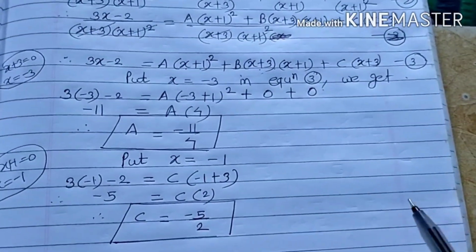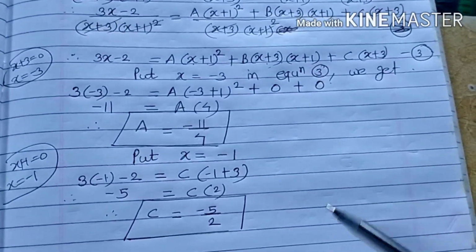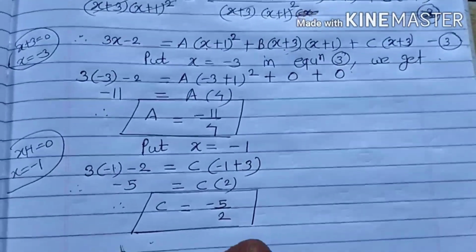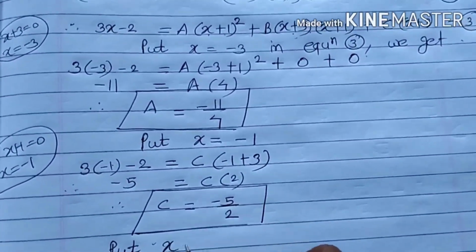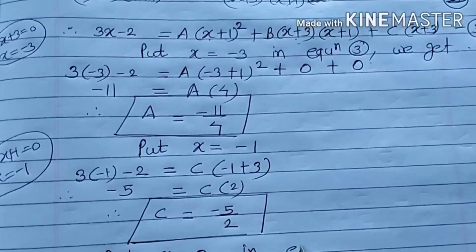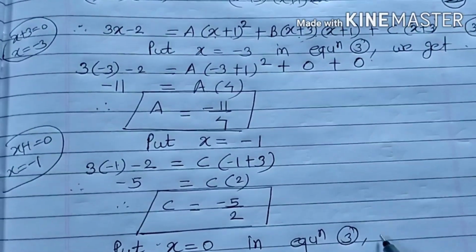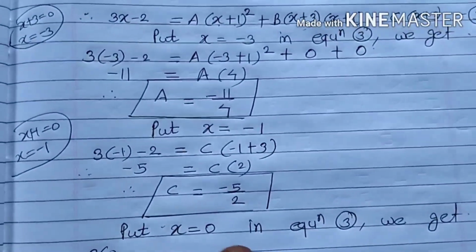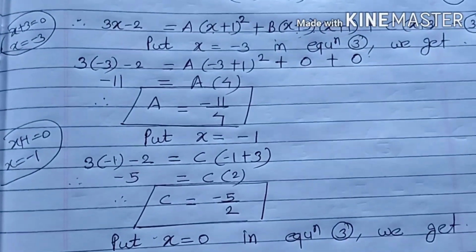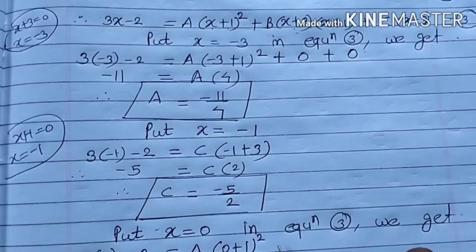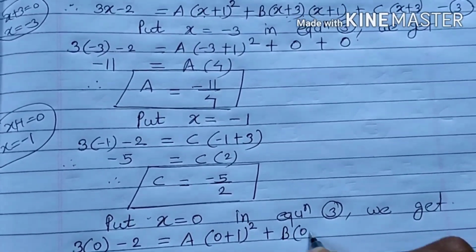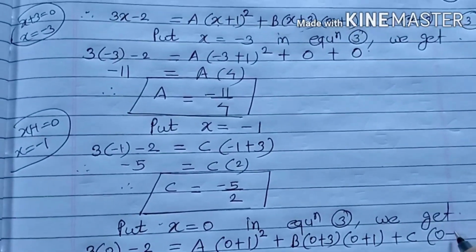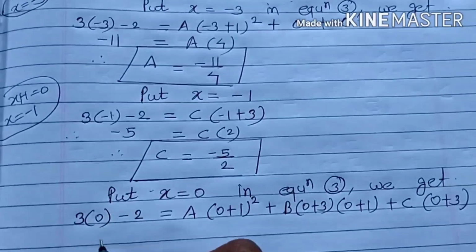Now here there is no factor to find the value of b, so you can take the value of x as 0. Put x equal to 0 in equation 3, we get 3 into 0 minus 2, a into 0 plus 1 whole square, plus b into 0 plus 3 into 0 plus 1, plus c into 0 plus 3. You can calculate like that.